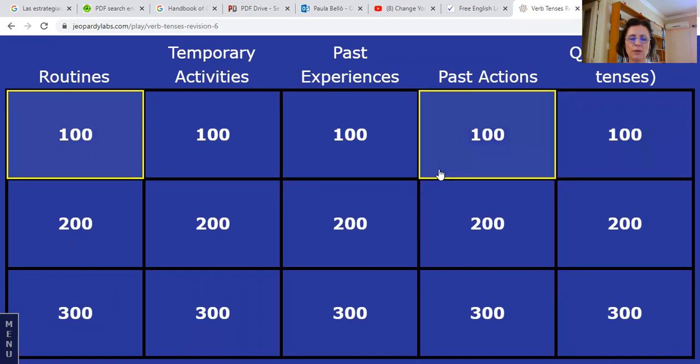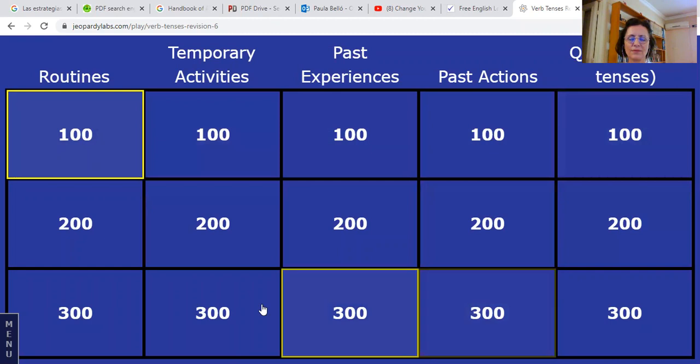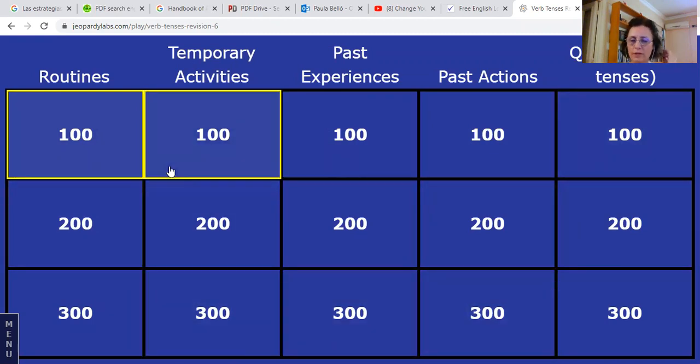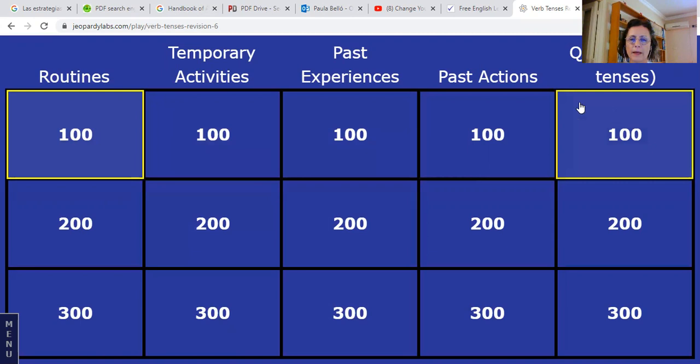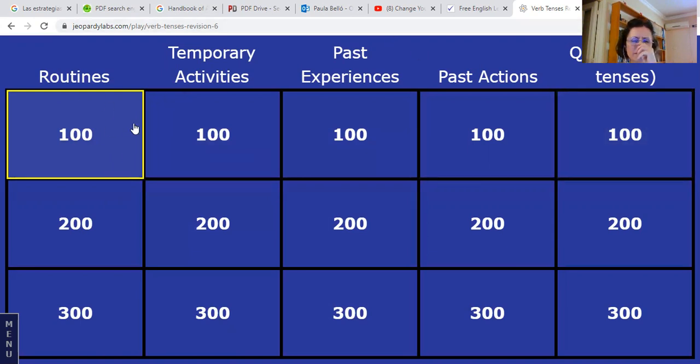So which would you like to start with? Just choose one for an example, and then we will do another. Do you want an example to see how it works? I choose one. Do you want an example? You have to choose. Routines? Yes. Routines 100. Yes?